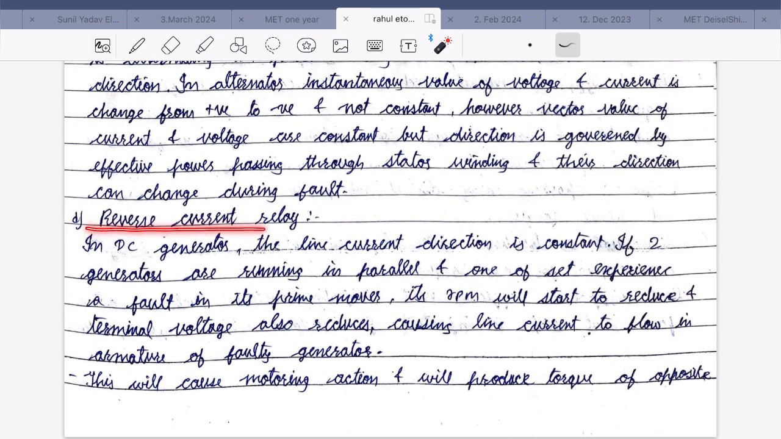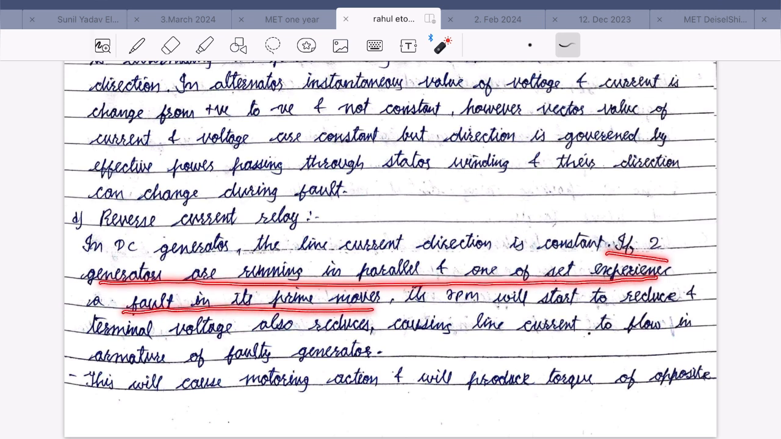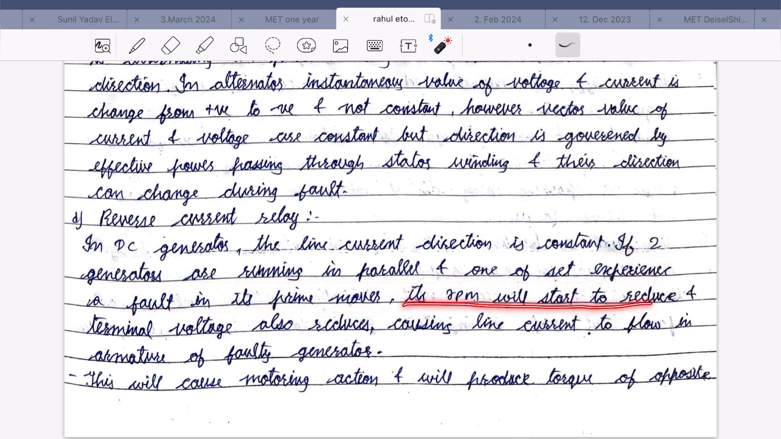Option D, reverse current relay. In a DC generator, the line current direction is constant. If two generators are running in parallel and one of the sets experiences a fault in its prime mover, its RPM will start to reduce and terminal voltage will also reduce, causing a line current to flow in the armature of the faulty generator.